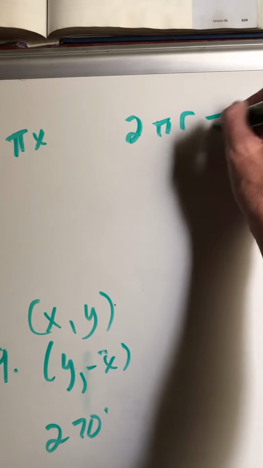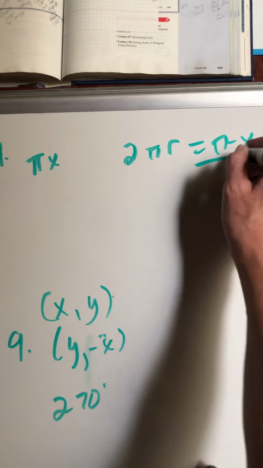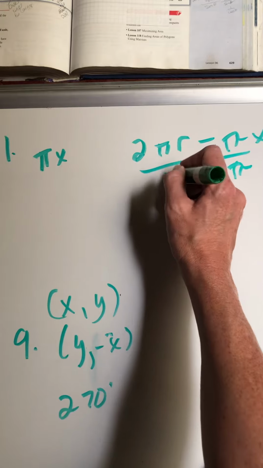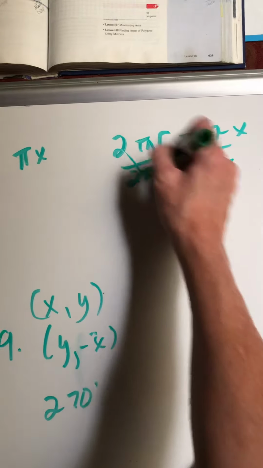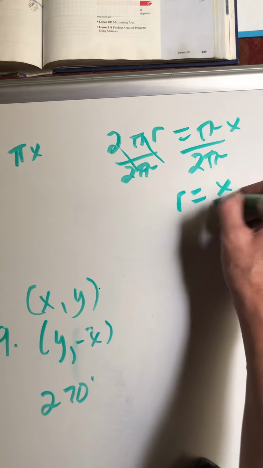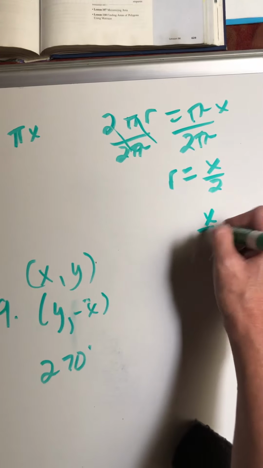Okay, so first I need to find what my radius is if my circumference is pi x. So I divide by pi. I actually divide by 2 because I'm trying to get r by itself. So that would be x over 2 because my pi's cancel. So there's the radius. Now that's increased by a factor of 2.